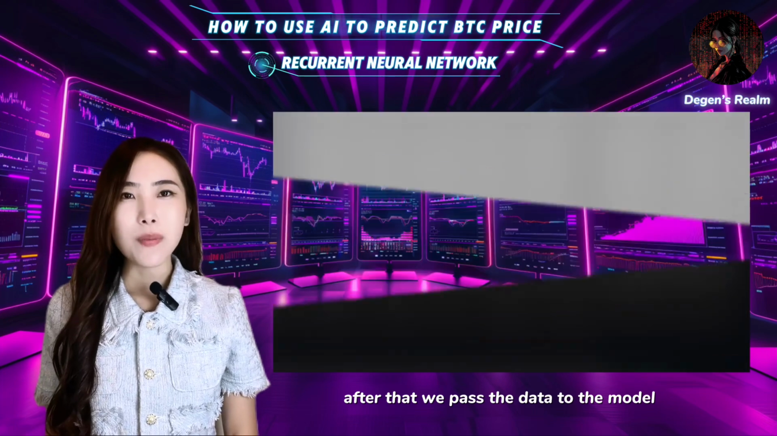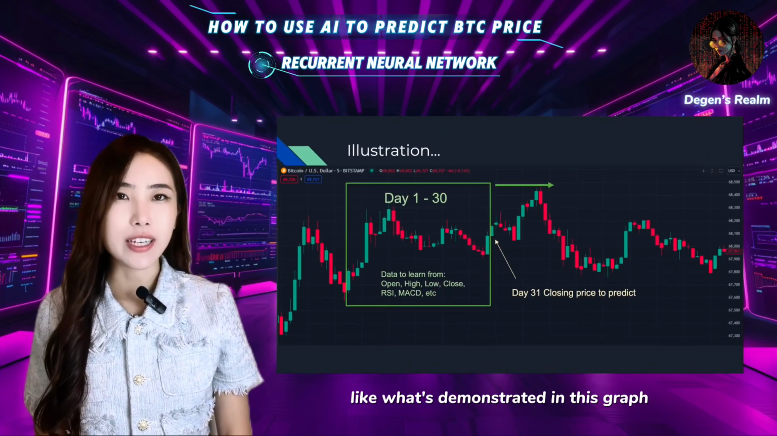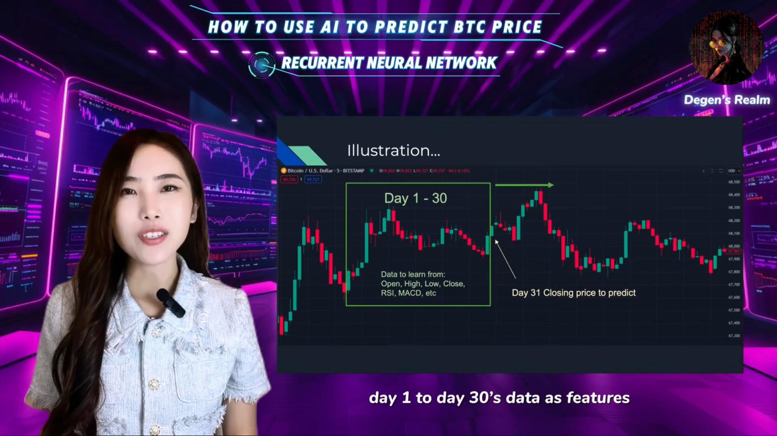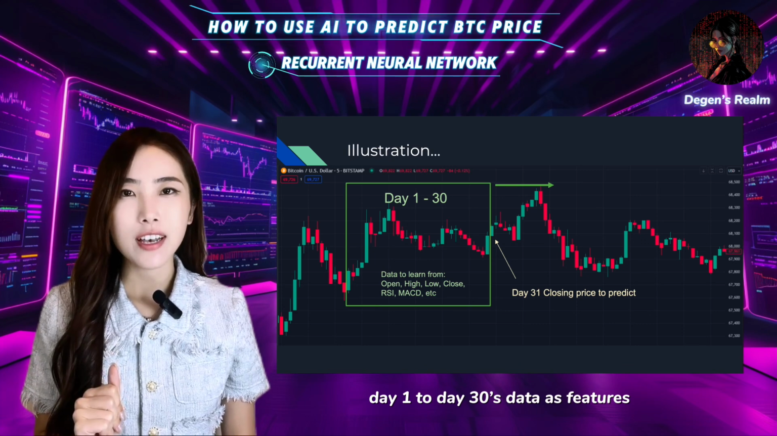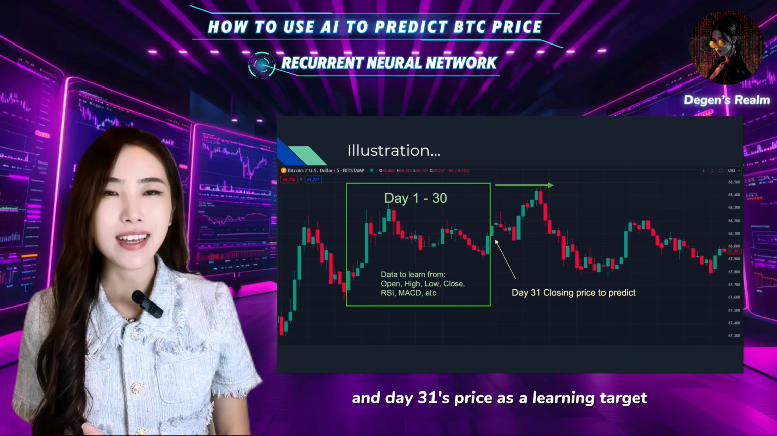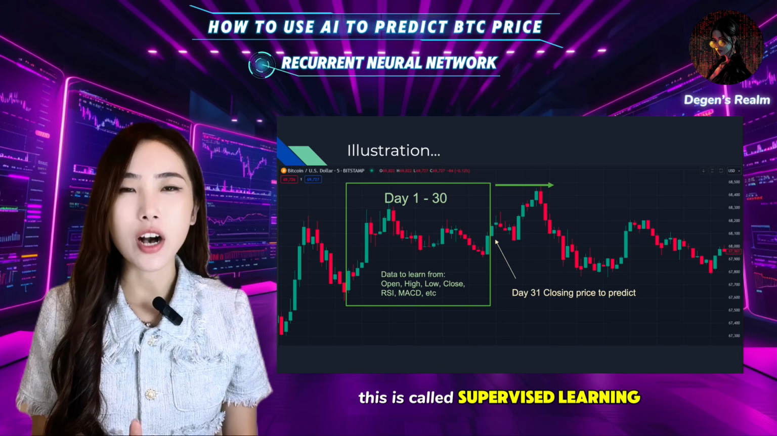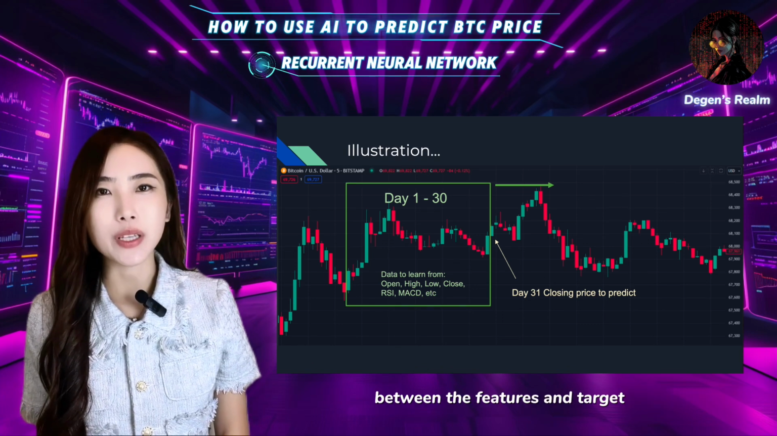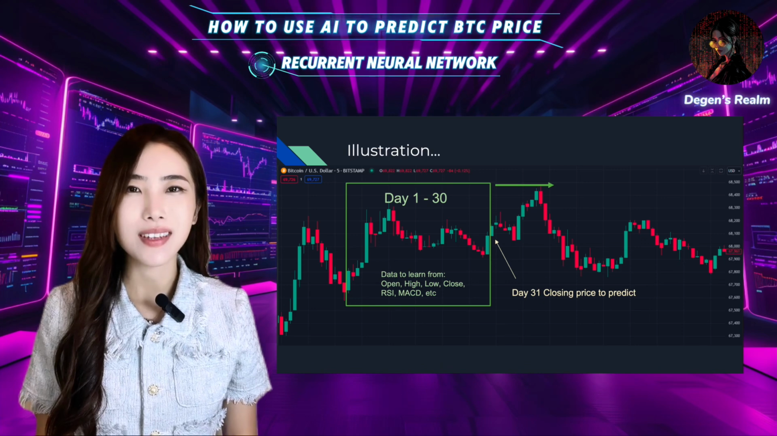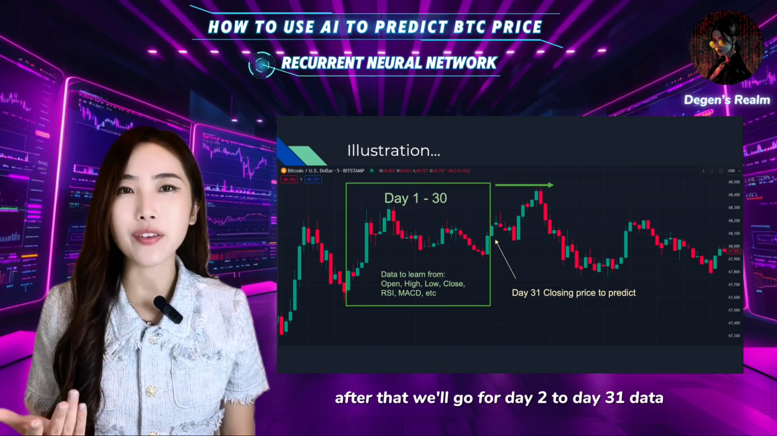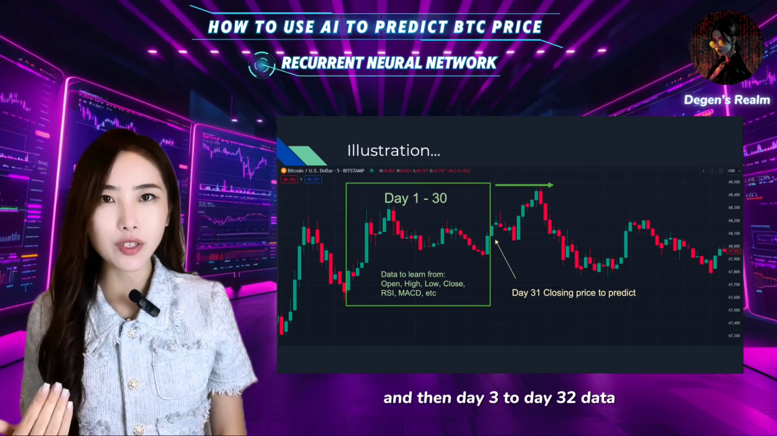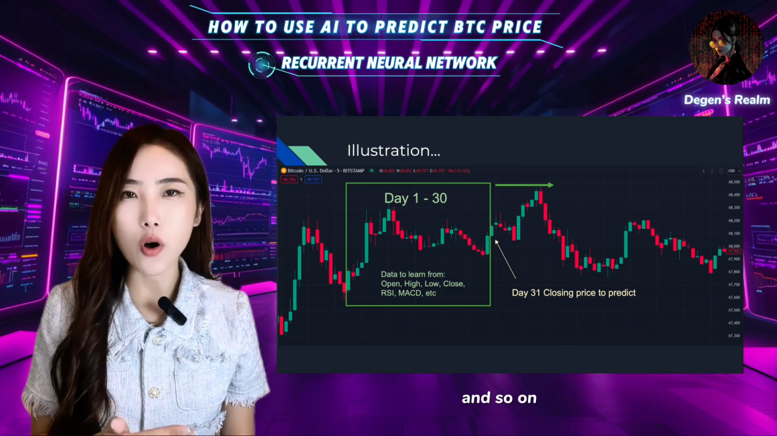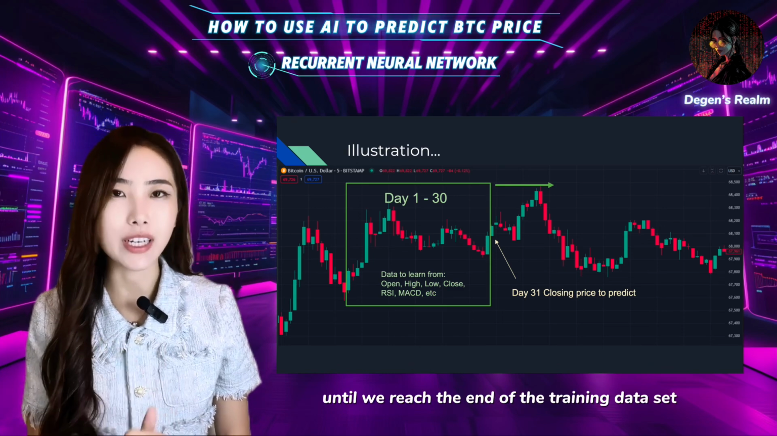After that, we pass the data to the model like what's demonstrated in this graph. Day 1 to day 30's data are the features, and day 31's price is the learning target. This is called supervised learning, where the model will figure out by itself the correlation between the features and target. After that, we go for day 2 to day 31's data, then day 3 to day 32's data, and so on until we reach the end of the training dataset.